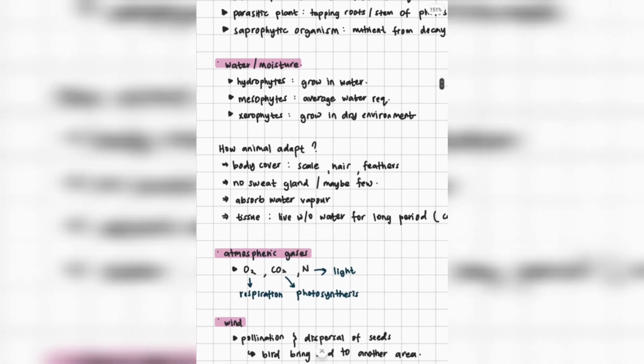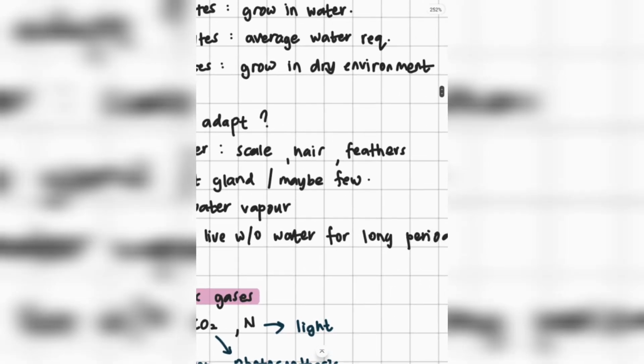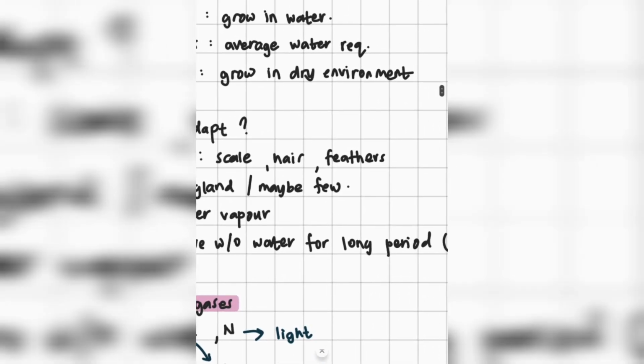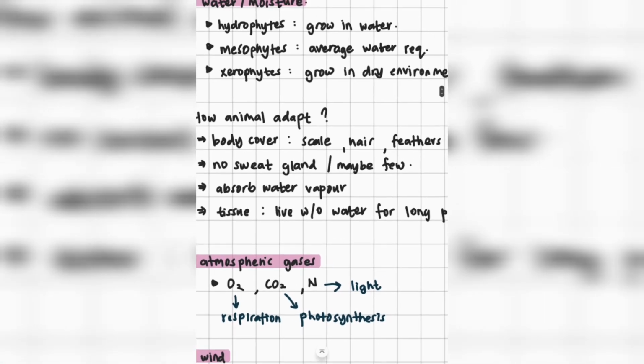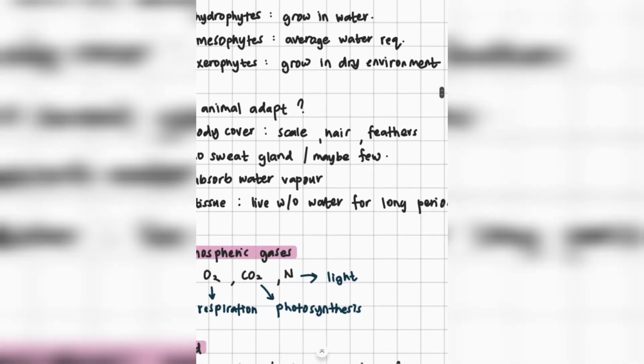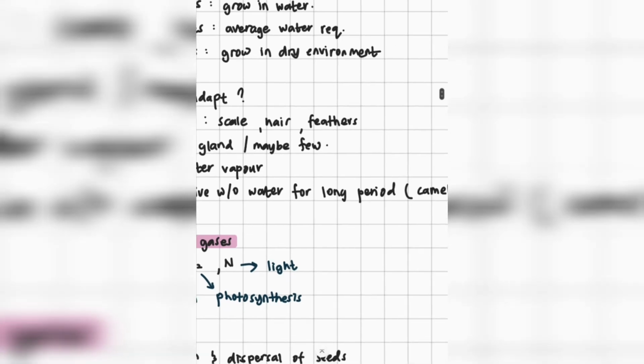So how do plants and animals adapt to whether they need water or not? They need a body cover such as scales for crocodiles, hair for hairy animals, and feathers for birds. And also they have no sweat glands or only a few, so they don't waste any water from their body, and also they absorb water vapor from their surroundings and tissue. Maybe they live without water for long periods, such as the camel.